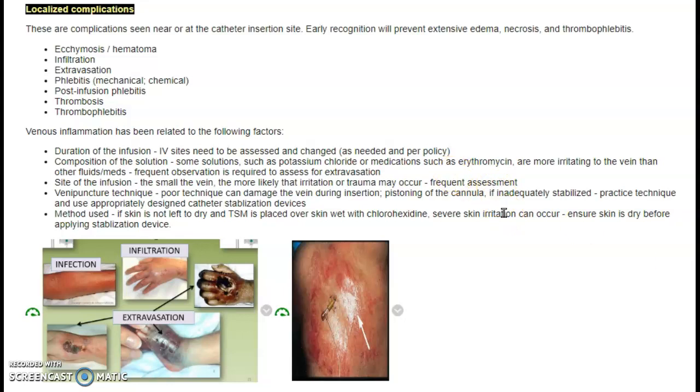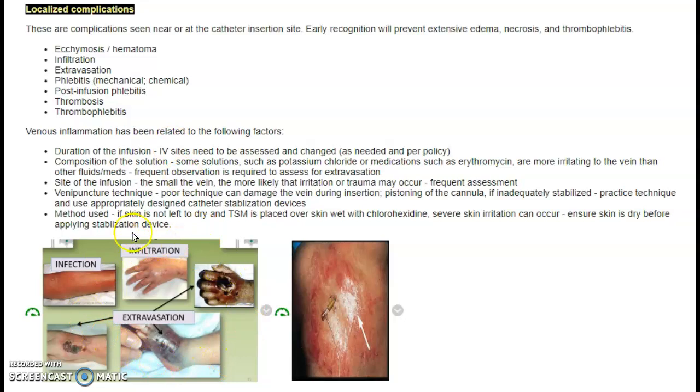Phlebitis is another common complication. This is inflammation of the vein, and typically we can see a red mark or line there. We can see thrombosis potentially and thrombophlebitis. Thrombosis is where a clot can occur, particularly if an IV has been left in a long time.